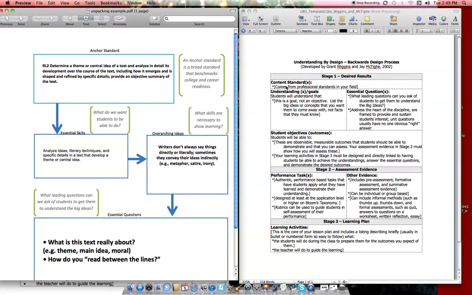So what we have here, we have the content standard. You can see some of these things are a little overlapping. Anchor standard, content standard, understanding goals, that's essential skills. You have your essential questions here and your outcomes. This part kind of moves into other things. So how do we do this? All right, so here's my example here.